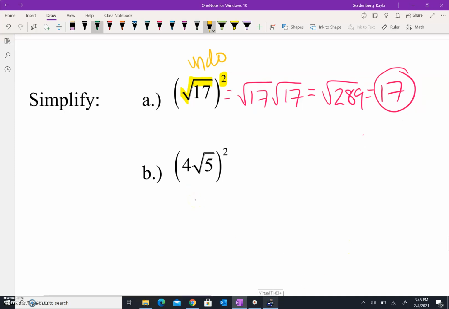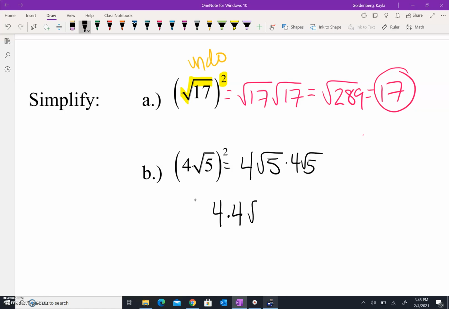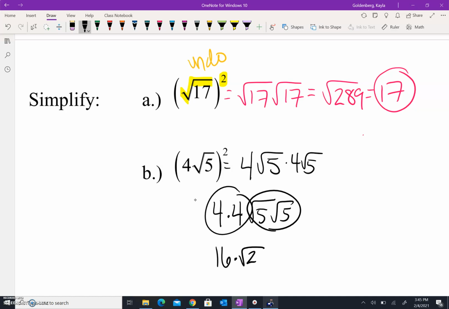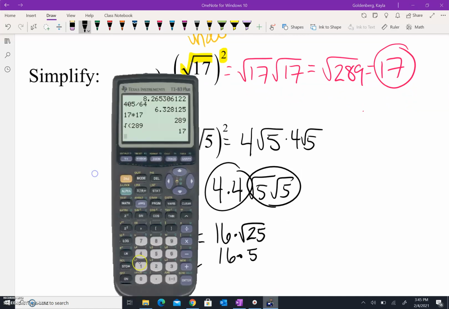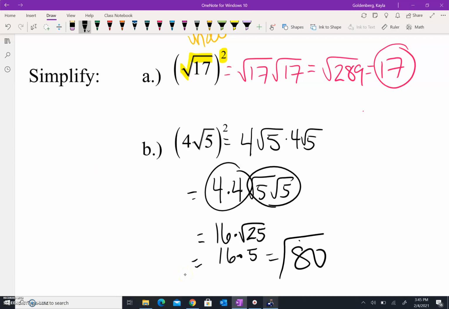This one's a little harder. So it might help to think about this one as 4 root 5 times 4 root 5, and then separate them into two problems, the 4 and the 4, and the root 5 and the root 5. I know that this is going to give me a 16. This is going to be times the square root of 25. And keeping track of that pattern, you get that 5 back at the end. So it's going to turn into 16 times 5. And 16 times 5, real quick check, is 80. So these are pretty interesting.